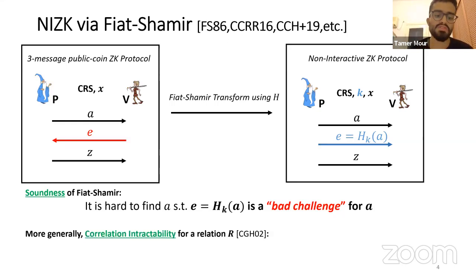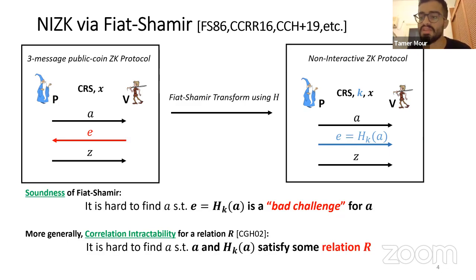And more generally, we can consider the notion which is called correlation intractability. So a correlation intractable hash H is a hash family where it's hard to find an input A such that A and H of A satisfy some general relation. So the relation we're going to consider here for NIZKs is the bad challenge relation that relates any first message with the set of bad challenges.